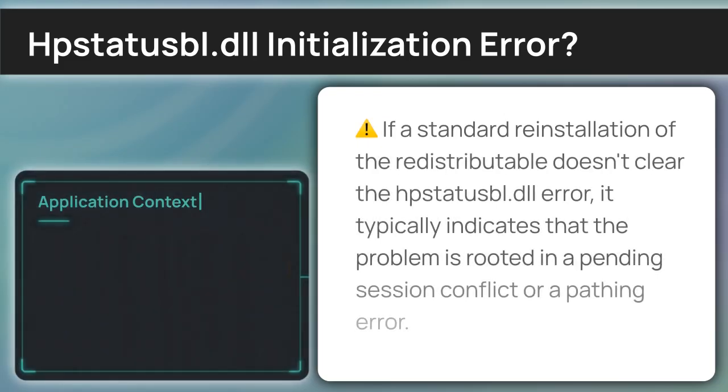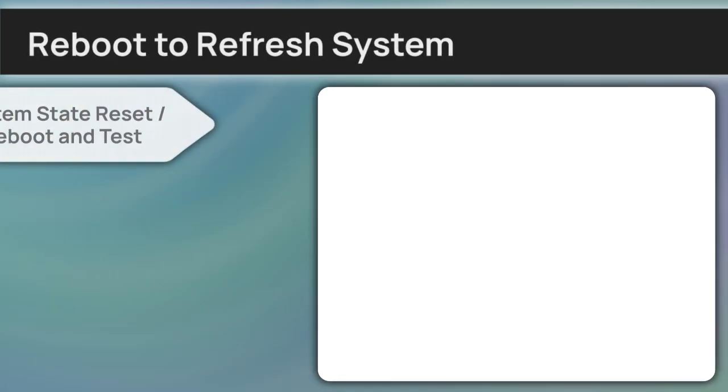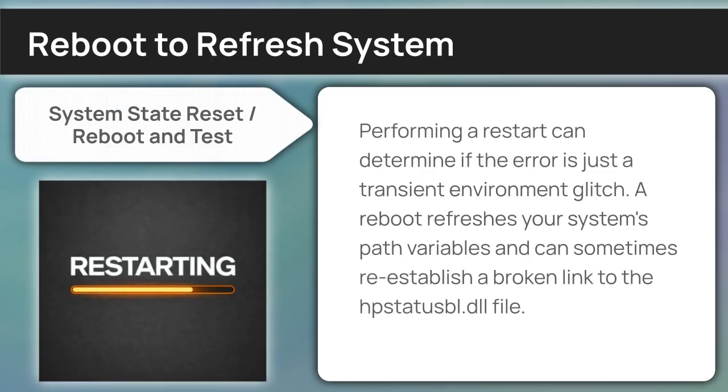If a standard reinstallation doesn't restore the library, we need to verify if the system environment is properly recognizing the new components. A standard reboot clears out temporary memory conflicts and gives the Windows loader another chance to properly register the Hpstatusbl component during startup.